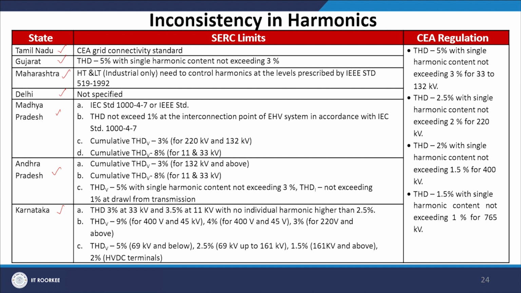So, as per the CEA regulation, as you could see, the TSD 5% with single harmonic content not exceeding 3% for 33 to 132 kV, and TSD 2.5% with single harmonic content not exceeding 2% for 220 kV, TSD 2% with single harmonic content not exceeding 1.5% for 400 kV, and similarly 1% for 765 kV. So, as the voltage increases, probably you can see the acceptable ranges keep on reducing. But to me, it is important or high time to have consistency in harmonic acceptability within different distribution systems of the state as well as the nation.